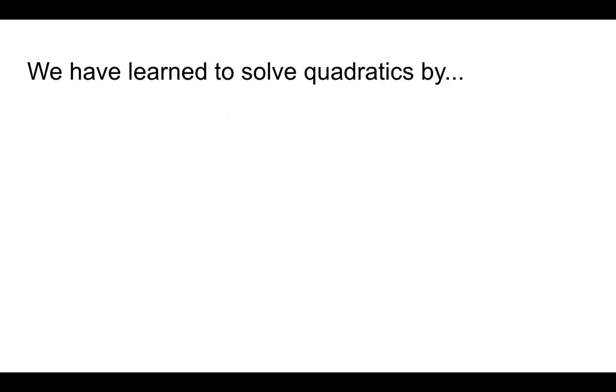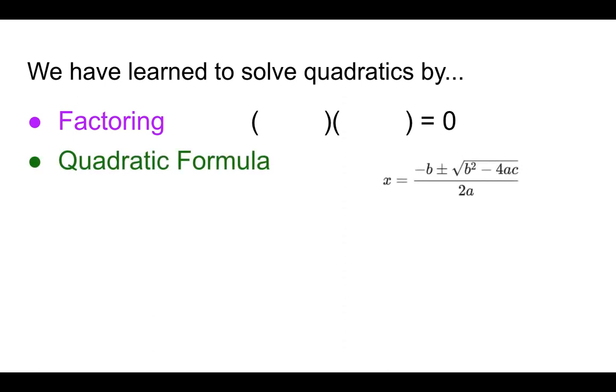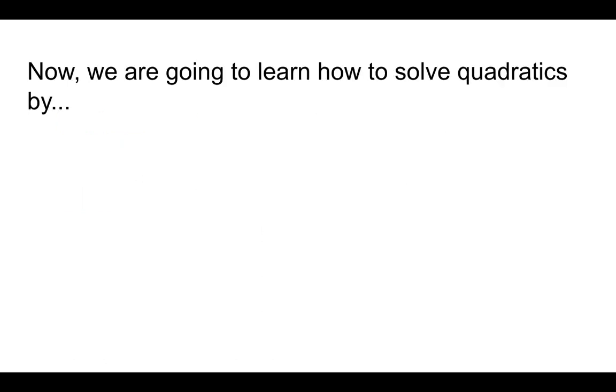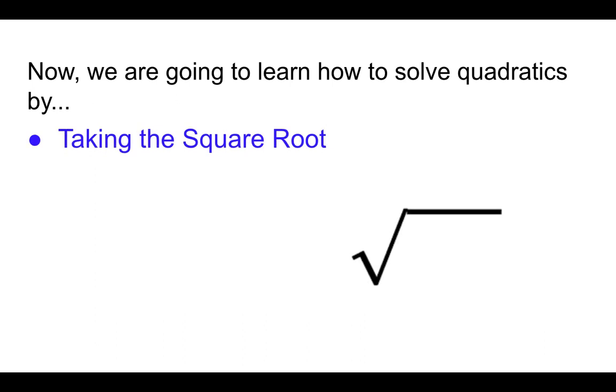Today we're going to look at solving quadratics by taking the square root. We have learned to solve quadratics by a few different methods. We've learned to factor by setting the factors equal to 0 and using the zero product property to solve. We have looked at the quadratic formula, and then we've also looked at completing the square. Now we are going to learn how to solve quadratics by taking the square root.